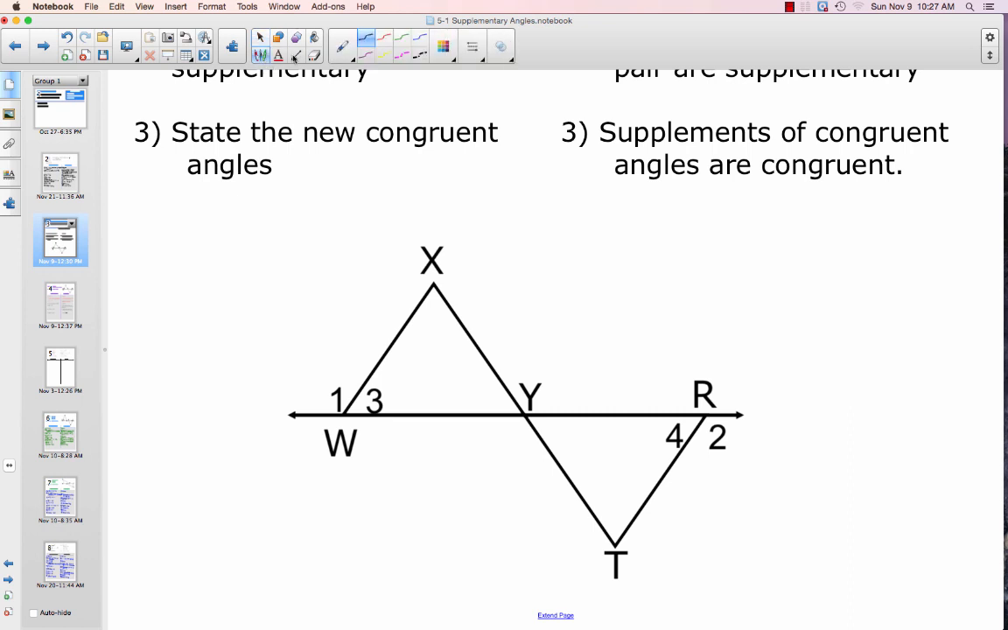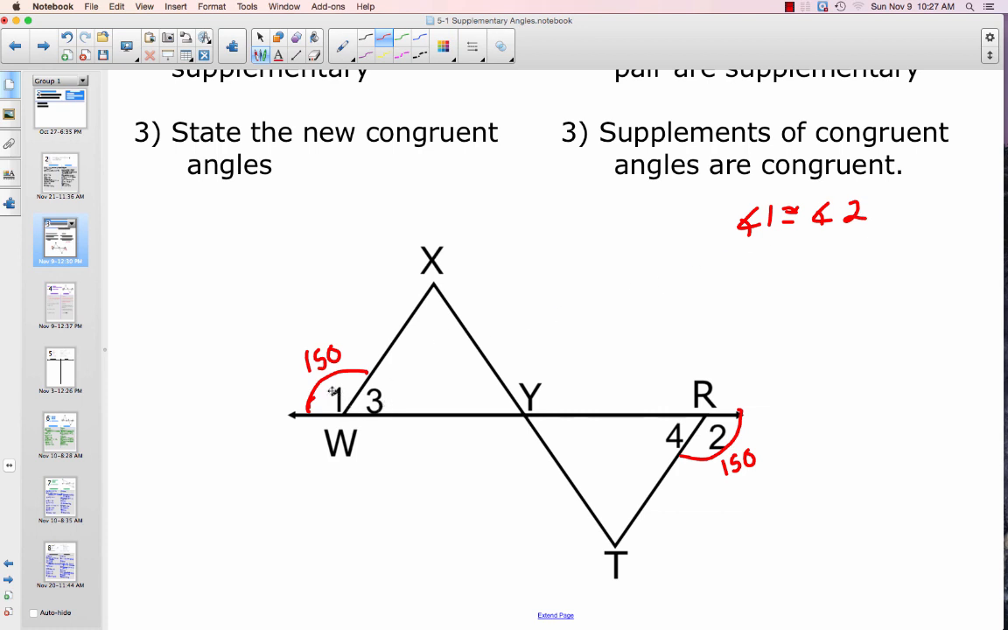Say that we are given angle 1 is congruent to angle 2. Well, we can see 1 and 3 are supplementary and 2 and 4 are supplementary. Let's just for a second maybe put some numbers behind 1 and 2. So if angle 1 is 150, well then angle 2 has to be 150 as well, because in our given they would tell us that they would be congruent.